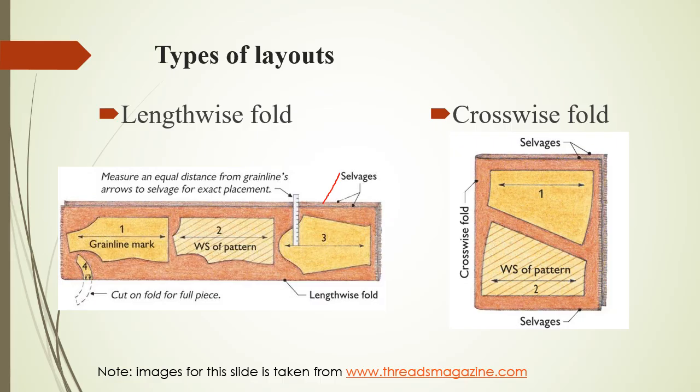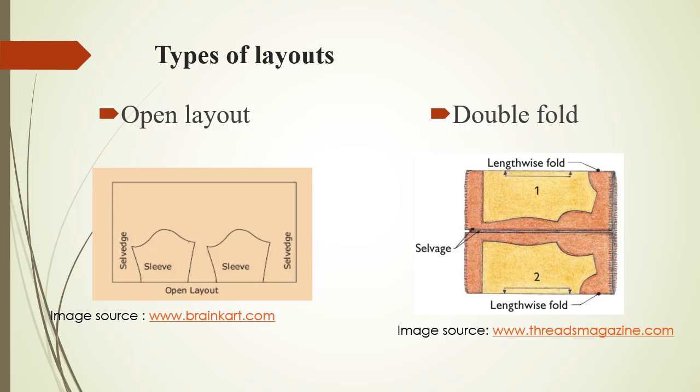Coming to the second one, the crosswise fold. It is similar to the lengthwise fold, but the fabric is put into open form and folded in the crosswise direction to accommodate larger patterns. Whenever larger patterns have to be accommodated, this kind of layout can be suitable.